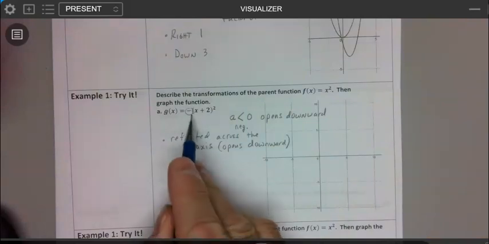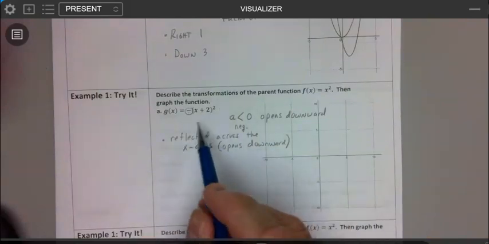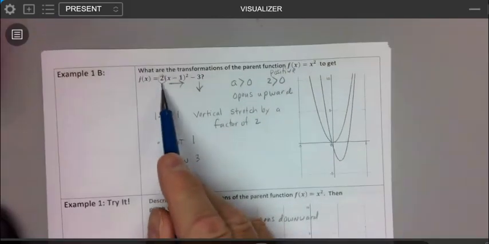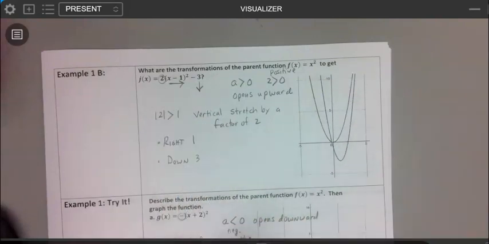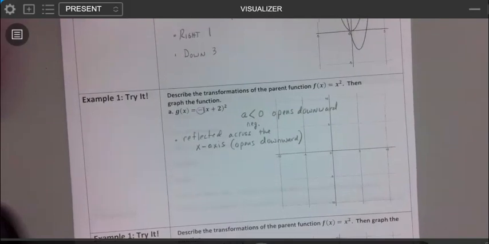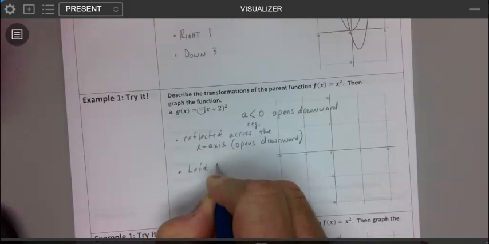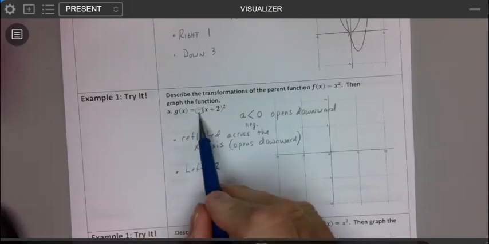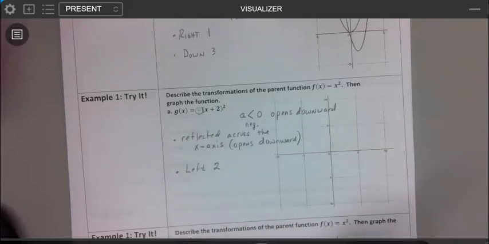So if this thing is negative, it's going to open down, which means the vertex is going to be a maximum. If it's positive, like this one up here, that means it's going to open up, and the vertex would be a minimum. And then this one here is shifted left 2. Okay, so the only transformations were reflected across the x-axis, and it was shifted left 2.